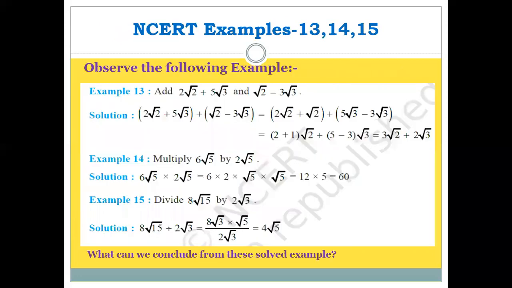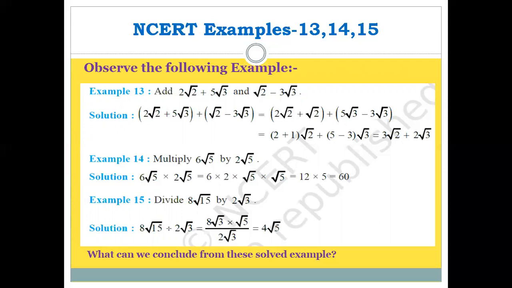Now next are the NCERT examples 13, 14, and 15, where we can see the addition of the values. In 13, the like terms are added, root 2 with root 2, because they are like terms. As we do in algebraic expressions, x can be added with x itself, not y; x and y can only be written as the summation x plus y. Similarly here, 2 root 2 plus root 2 are like values, so they are added and it becomes 3 root 2. Similarly with 5 root 3 and minus 3 root 3, we get the difference 2 root 3. So this is the example of addition of irrational numbers.